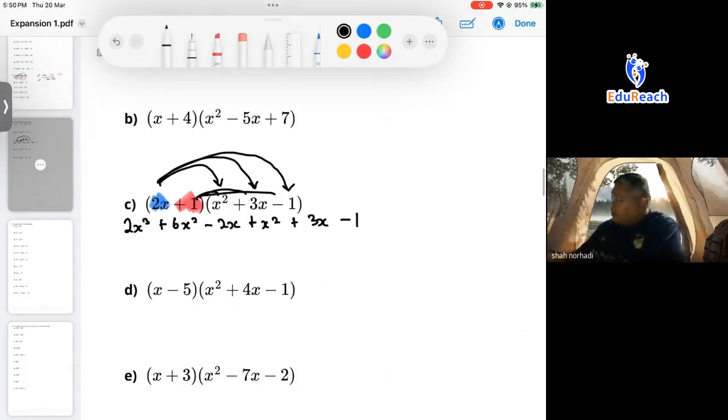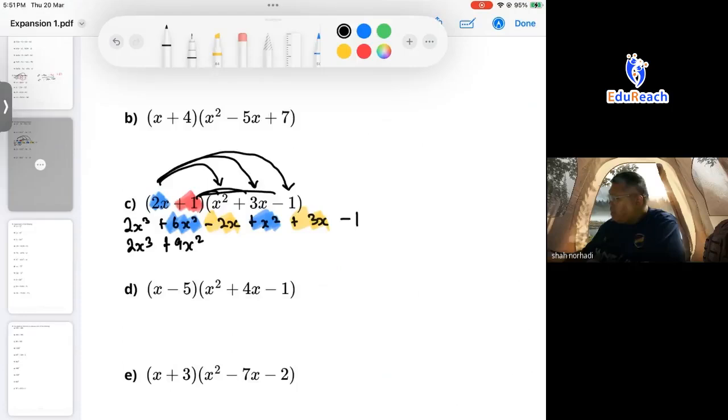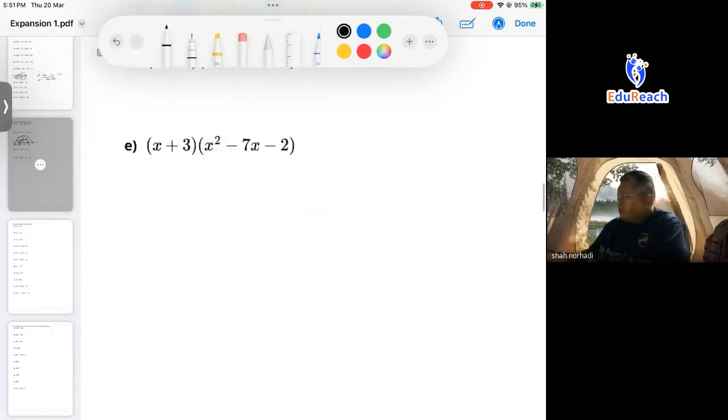Then now what we do is we put the like terms together. So we see a 6x squared and the x squared here. And then we also see a 2x and a 3x. So 2x cubed stay. 6 plus 3 will give you 9. Then minus 2 plus 3 will give you plus x. Plus 1 lah. Minus 1. Do you get this answer? Yeah. Good. So this is how it works, okay? So I'm happy that you are able to do that.